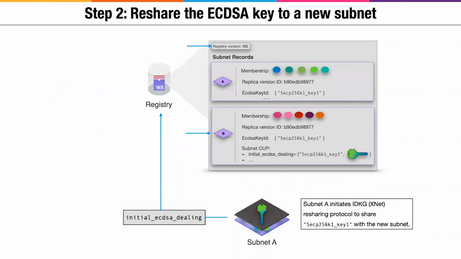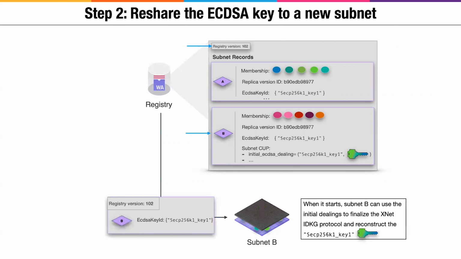So once subnet A initiates the protocol, it will create some initial ECDSA dealings that are then returned to the registry. And what the registry will do finally to execute the subnet creation proposal will be to create a new subnet record for the new subnet, with all the parameters that were specified in the proposal. Plus, it will also include in the initial subnet catch-up package of the new subnet this set of initial dealings that it received from subnet A.